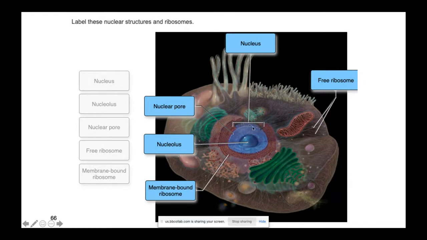Here's the nucleolus. Here's the nucleus. These are the nuclear pores, which is where the ribosomes and that ribosomal RNA are going to squeeze right through. These are free ribosomes. When those free ribosomes are attached to the ER, it's a rough endoplasmic reticulum. Okay.